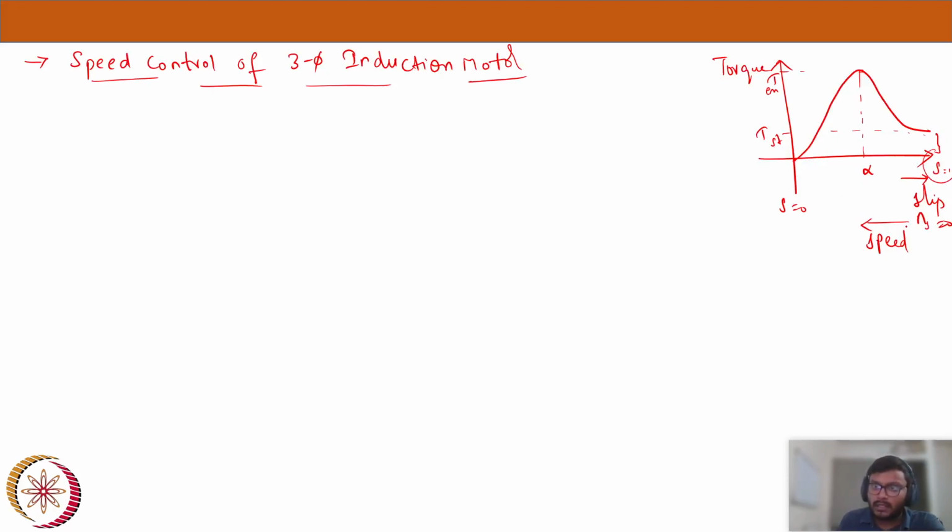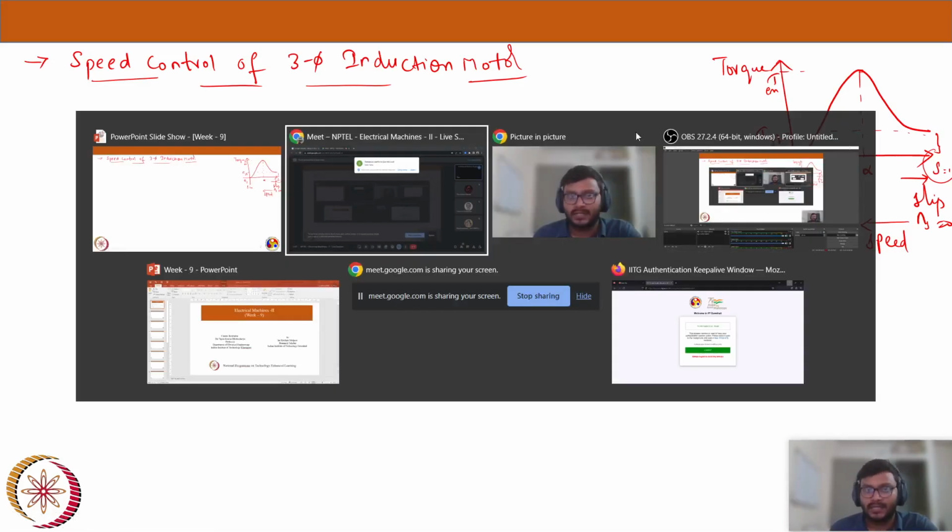Here the speed will be increasing in this way, so here the speed will be ns. Now when nr is equal to ns, we know the slip will be 0. But for easy understanding of the topic of speed control, I will redraw this figure as a torque speed characteristic.